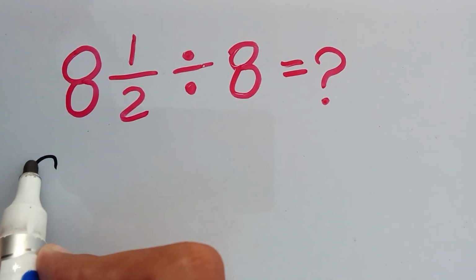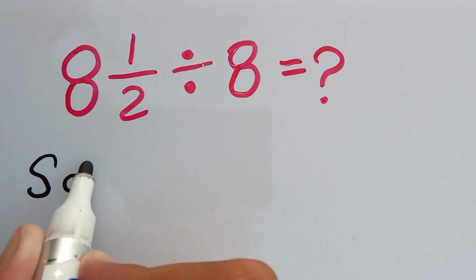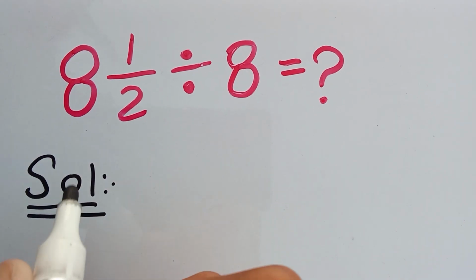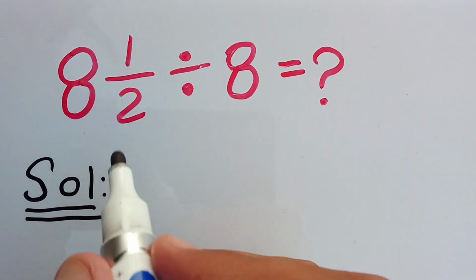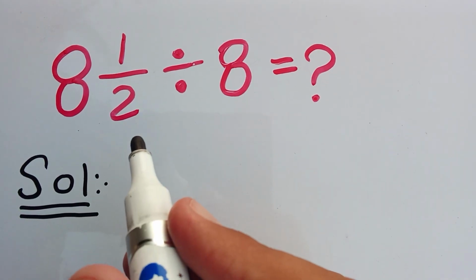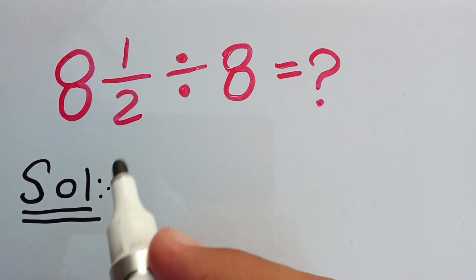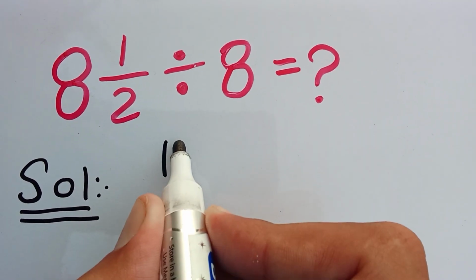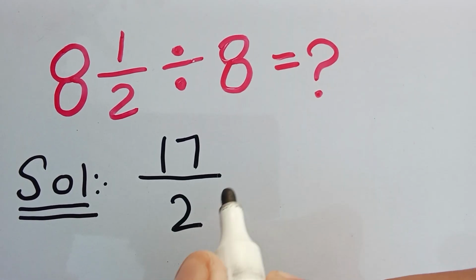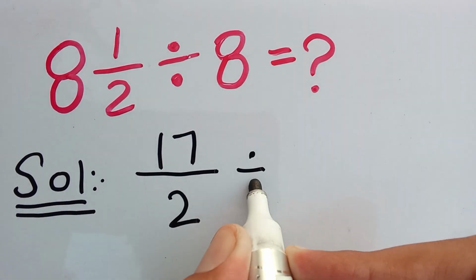So guys, our solution is, first of all, we can convert this mixed fraction into an improper fraction. So 8 times 2 is equal to 16, and 16 plus 1 is equal to 17. So the answer is 17 divided by 2, divided by 8.